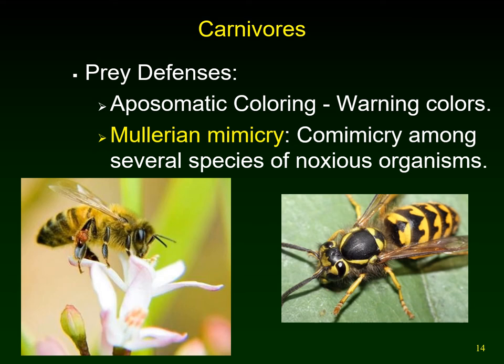and they all sort of confer the advantage that I'm going to sting you. You attack anybody with a black and yellow pattern on this, it's going to hurt. And so a lot of these noxious species will actually have similar patterns. It's a co-mimicry, and this is known as Mullerian mimicry. So predators learn to avoid anything that looks like this.